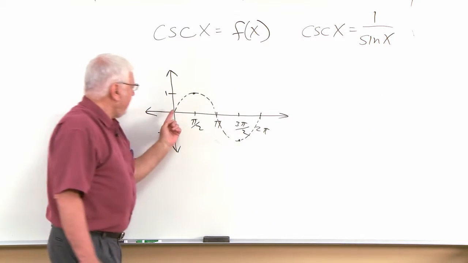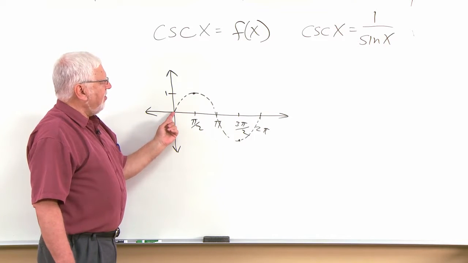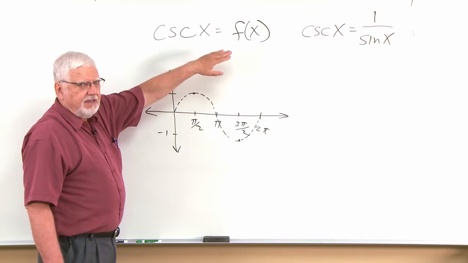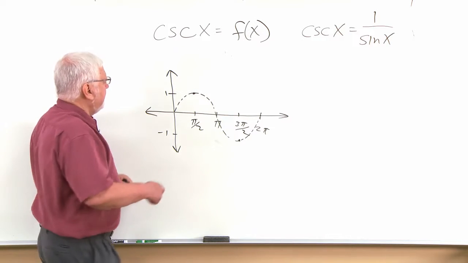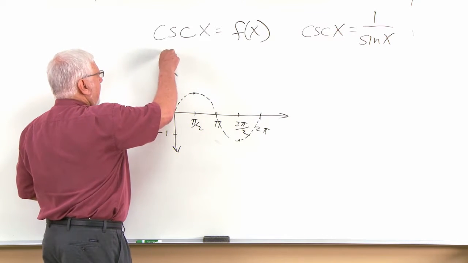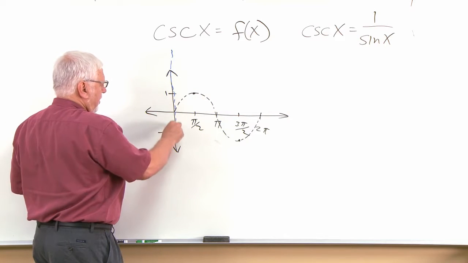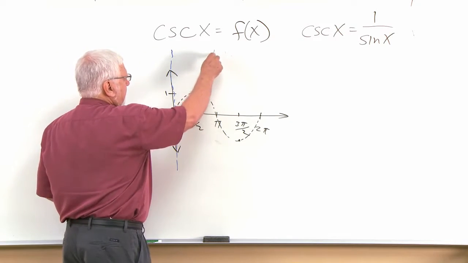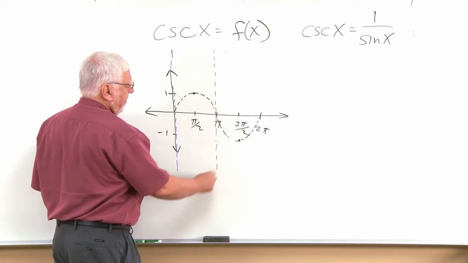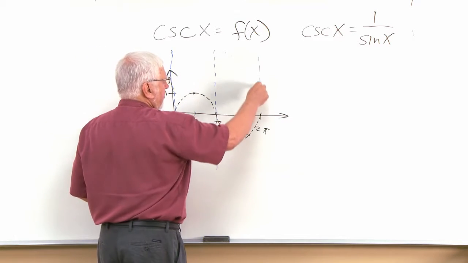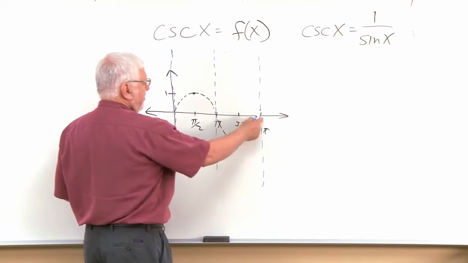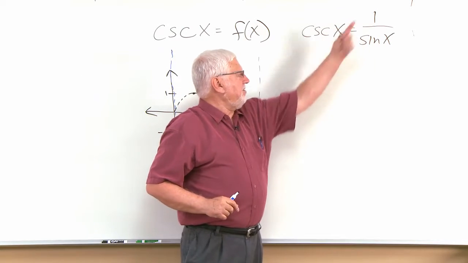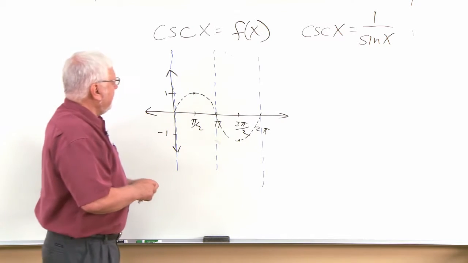So right here, what is the value for the sine? 0. So if you put 0 on the bottom, what happens to the cosecant? It's undefined. So we know there's going to be an asymptote line here. Now here there's going to have to be another asymptote line. And here there'll have to be another one, because those are places that the sine's value is 0, and if you divide by 0, it's undefined. So I think that's pretty neat.